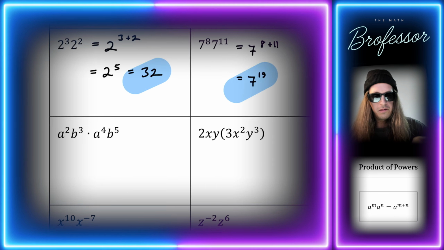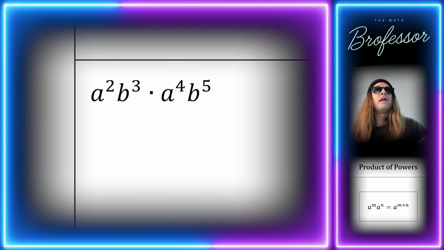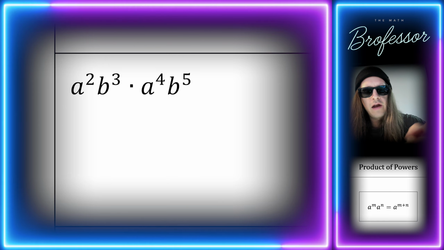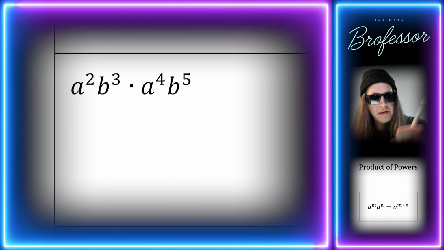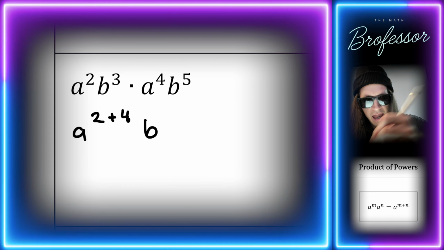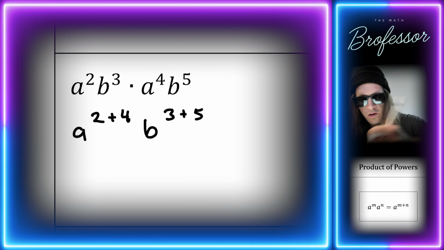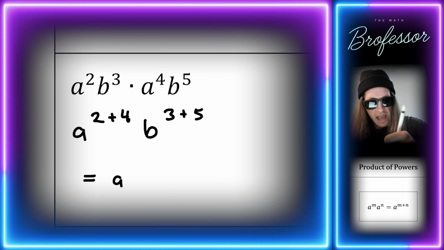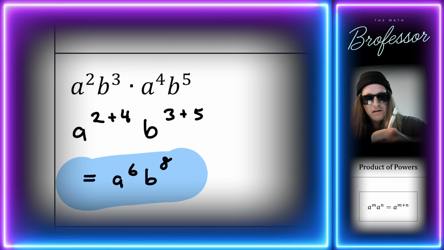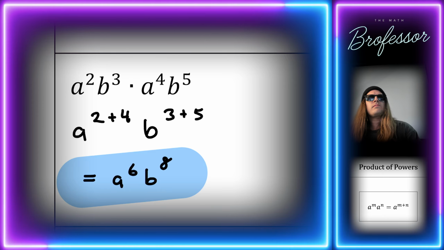Here we go. All right, now we're getting a mixture of variables, more than one variable here. Do your A's with your A's and your B's with your B's. So I can add the 2 and the 4 on the A's, and then I'm going to add the 3 and the 5 on the B. So this gives me A to the 6th power, B to the 8th power, and that's it right there. That's your answer right there.